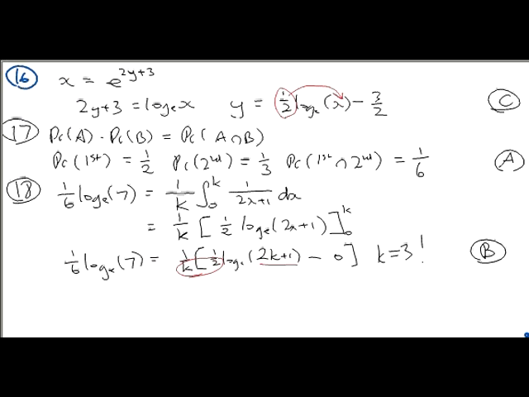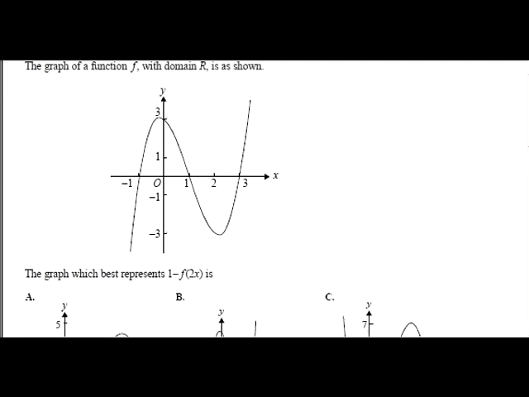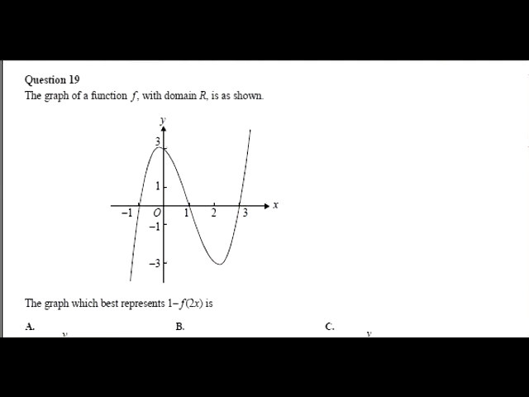Okay. 19. Here we go. Okay. So we've got a graph, and we want to find the shape of 1 minus f of 2x. Okay, what do these transformations do? First of all, you expect this graph to be inverted. You expect this graph to also be squashed together, because x has now become 2x. And also you need to expect for it to be increased by 1.